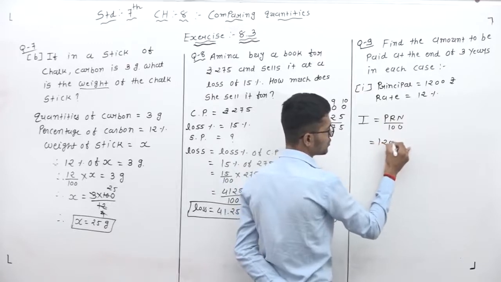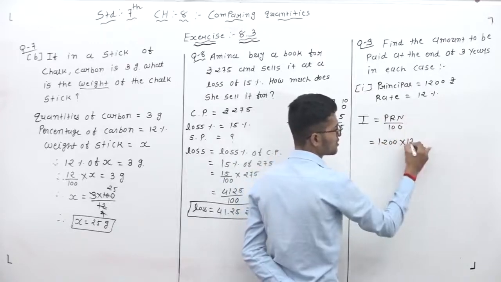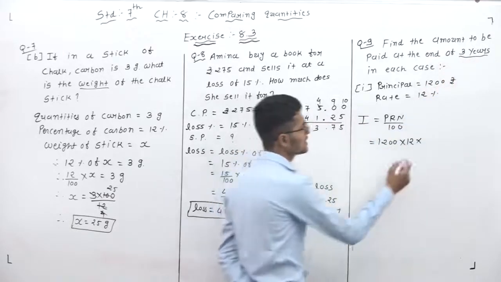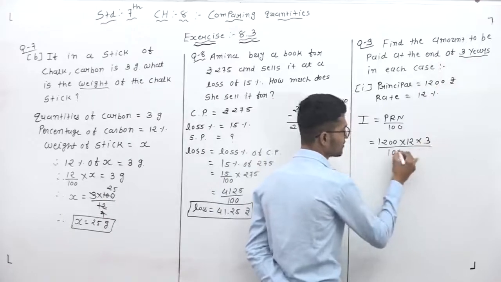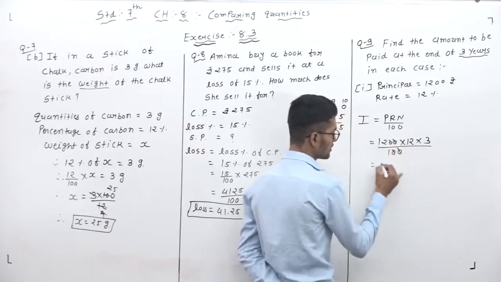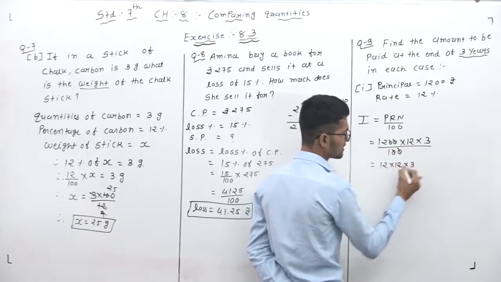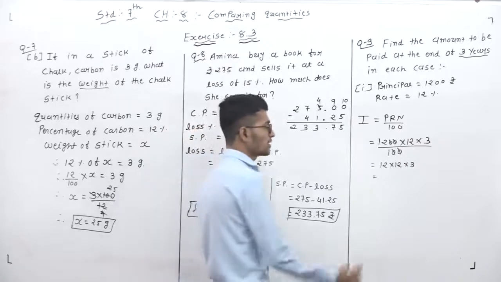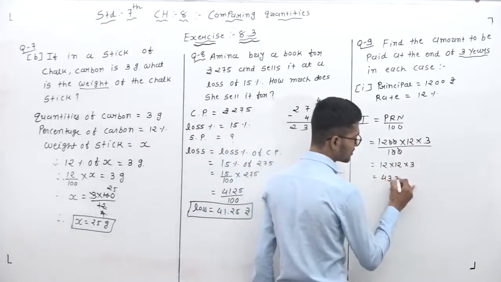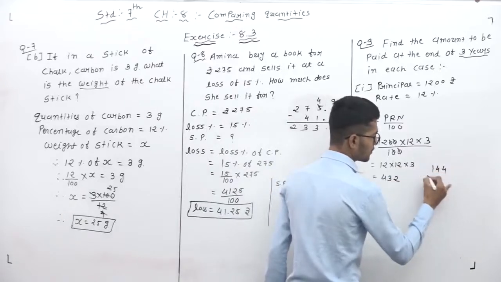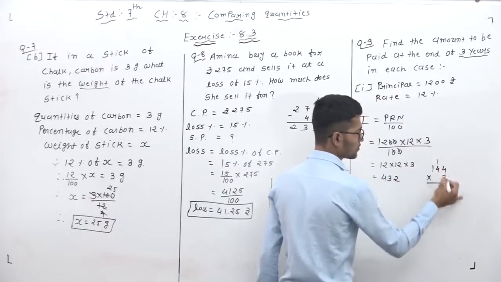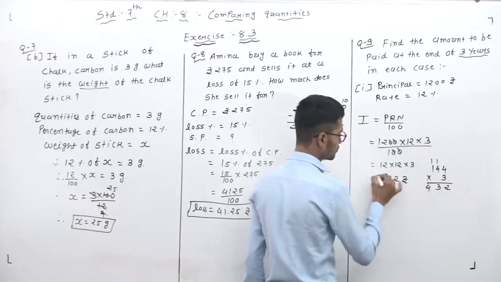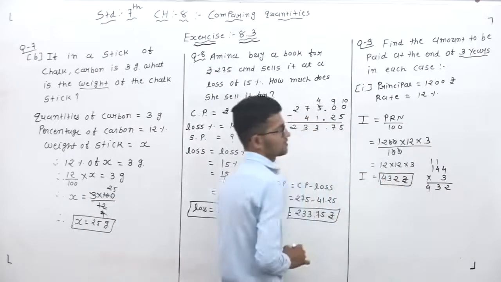P is 1,200, multiplied by rate 12, and N is the number of periods, or number of times. So what is the number of periods? 3 years is given. Put 3 here and divide by 100. Cut the zeros. 12 multiplied by 12 multiplied by 3 remains. 12 times 12 is 144. 144 multiplied by 3 is 432. Once more, 144 multiplied by 3: 4 threes are 12 and 1 carry, 4 threes are 12 and 1 is 13, and 1 three is 3, so 432 rupees. This is our interest.